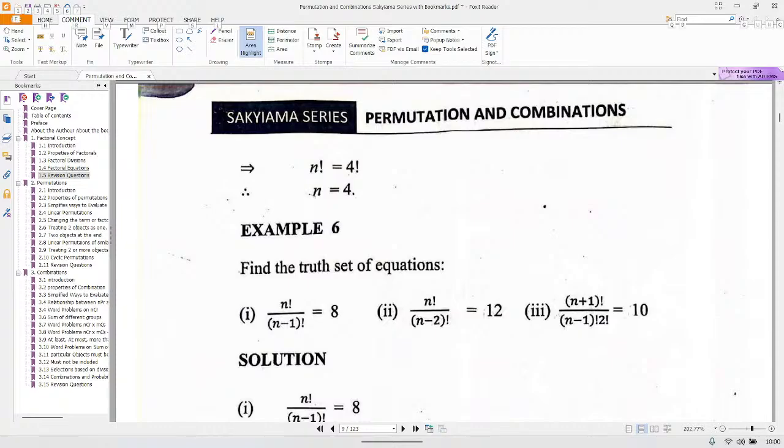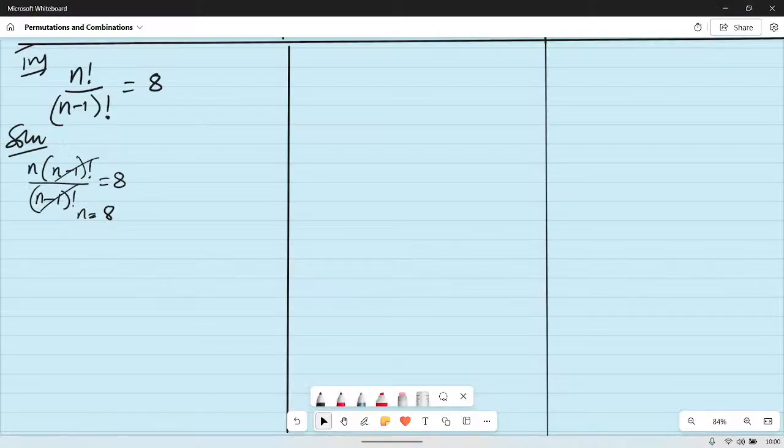Okay. N factorial over n minus 2 factorial. Let's find that one. N factorial over n minus 2 factorial equals 12. Find that one.